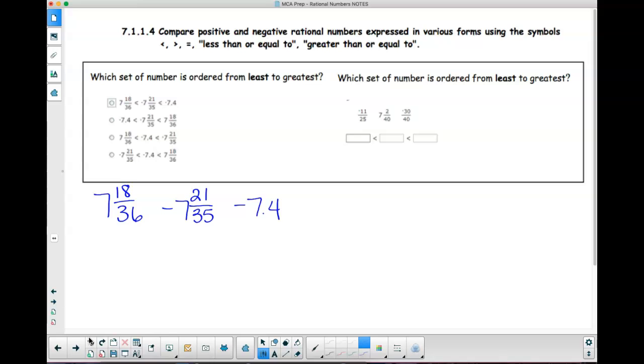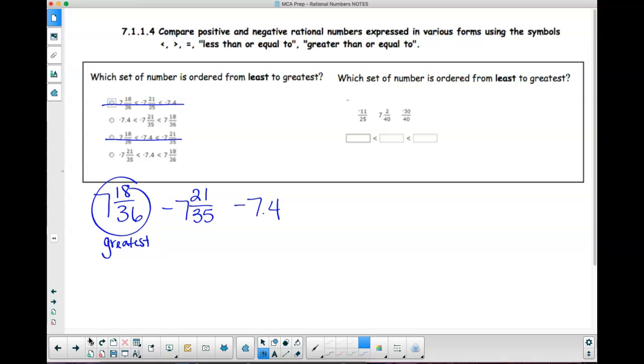It's really kind of common sense. Tyler? It's not negative. Yeah, right? These two are negative. This one's positive. So this one has to be the greatest. Everybody agree with that? So I'm going to look at my options here. Can I eliminate a couple of the choices? Yes. Absolutely. I can eliminate the first one, and I can eliminate the third one. Because we're going from least to greatest, the 7 and 18/36 has to be at the end.